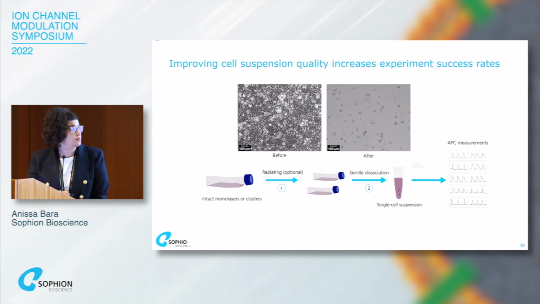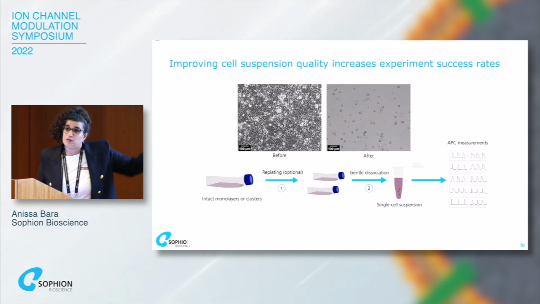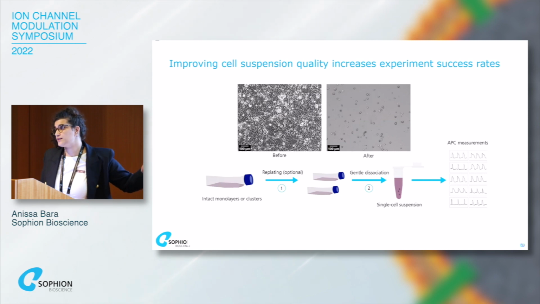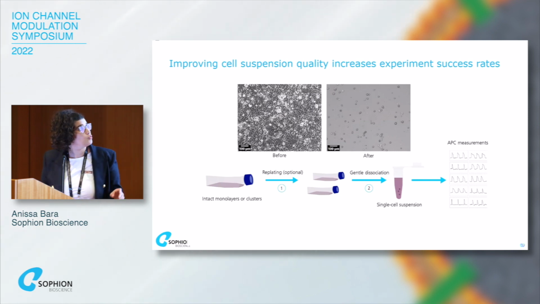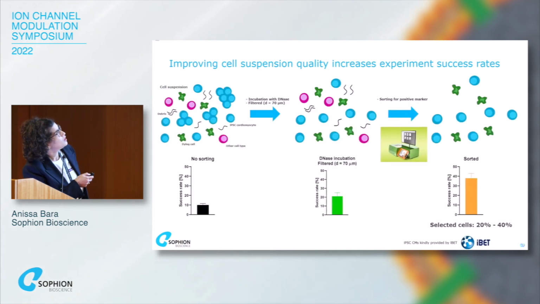And so in the second step, we can use a gentle dissociation that will give us a single cell suspension, and we will be able to start our electrophysiological measurements. So even after this first step, when we improve the cell quality during our harvesting conditions, we still end up with this kind of cell suspension, where we have our target cells, so our hiPSC cardiomyocytes, but this target cell is surrounded by dying cells, dead cells, other cell types, and cell aggregates.